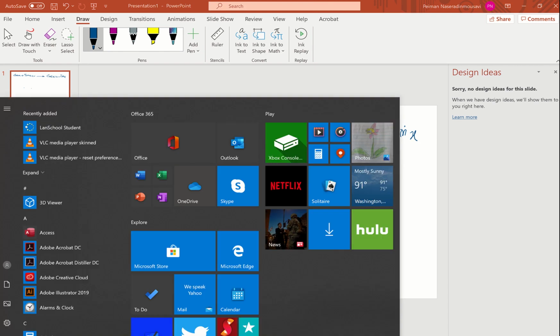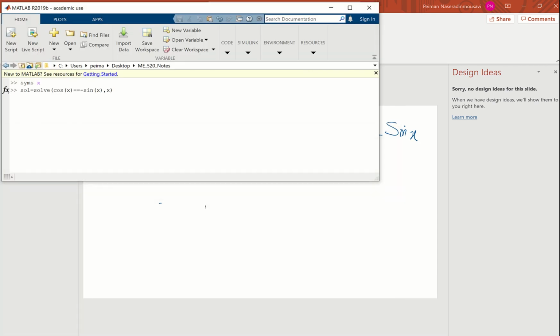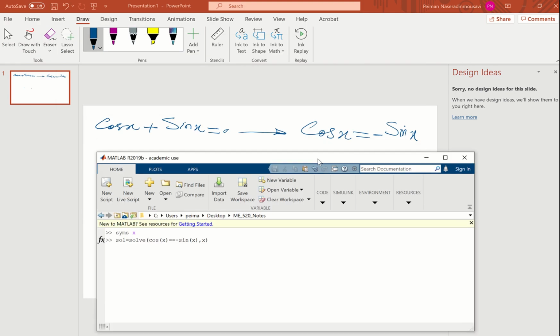So, see guys? This is exactly this. But with respect to which variable? This is x. Here we go. So it says the solution x is minus pi over 4. Understand? Okay.